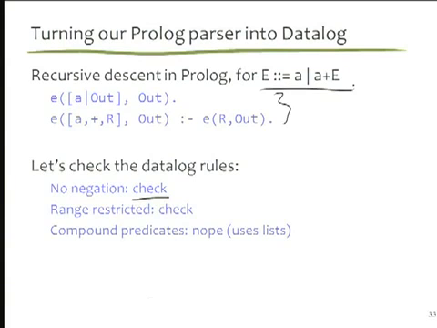Is it range restricted? It is, because this out value is computed from the right-hand side. R is computed from here. So yes, we can compute the left-hand side values from the right-hand side, which is why you can compute it bottom-up from ground facts rather than backtracking top-down.